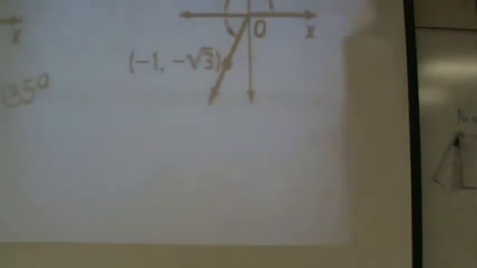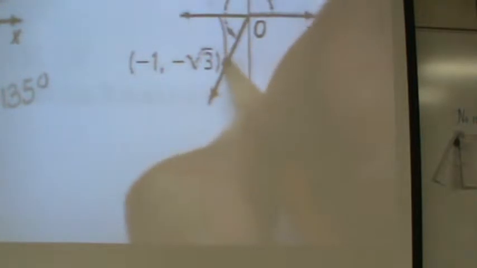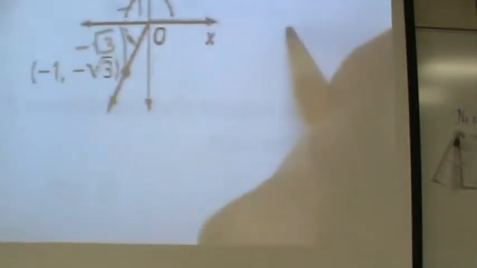Next one. Okay, so this point right here is 1 and then root 3. So you've got this triangle right here. I'm going to draw it on the side.